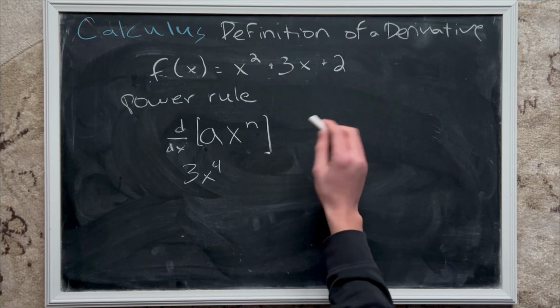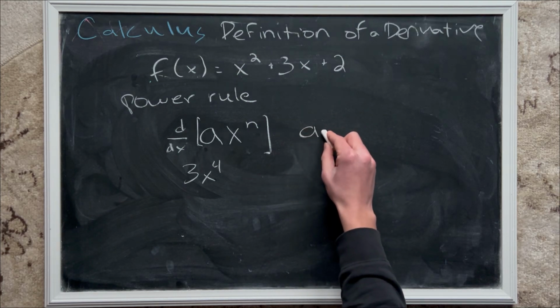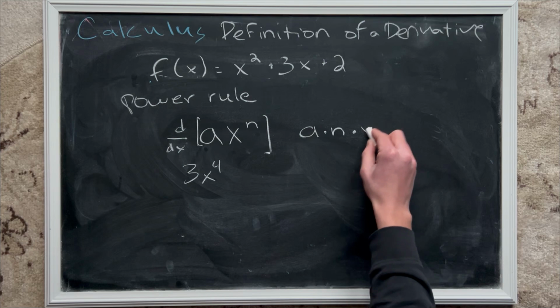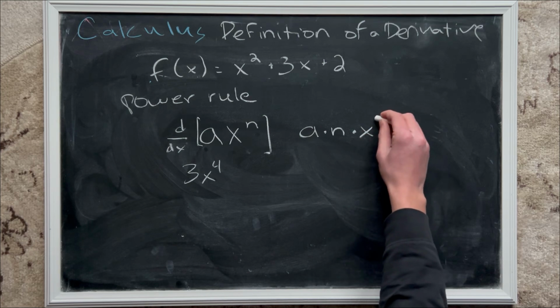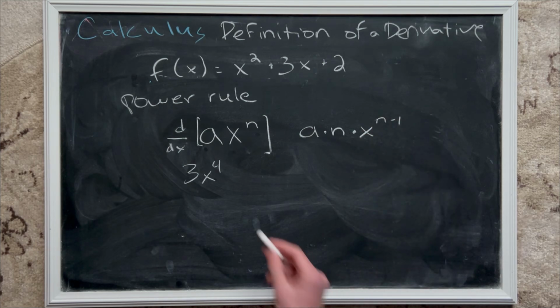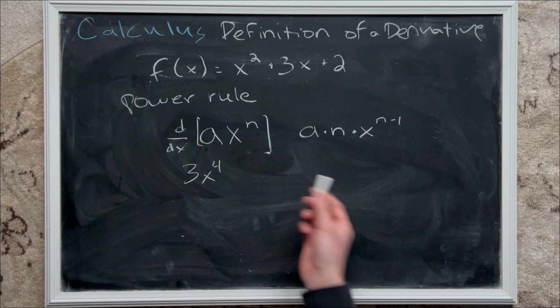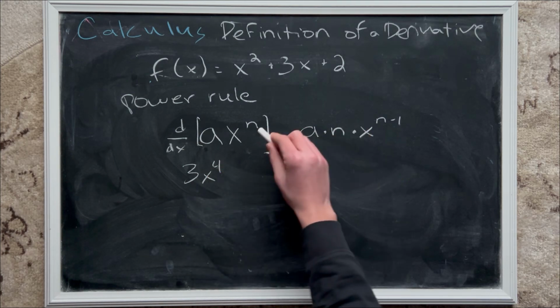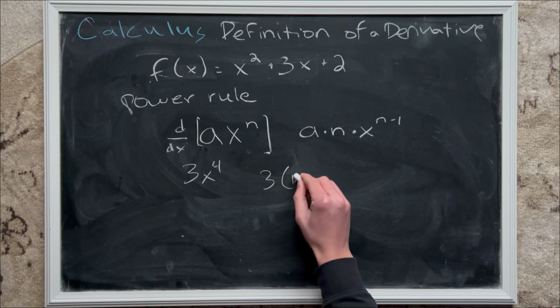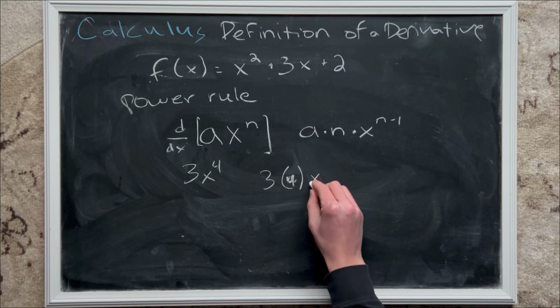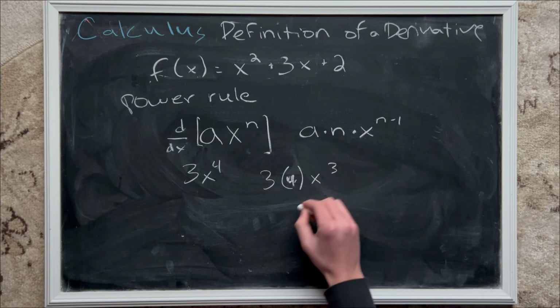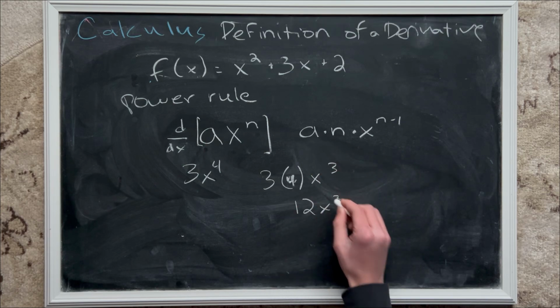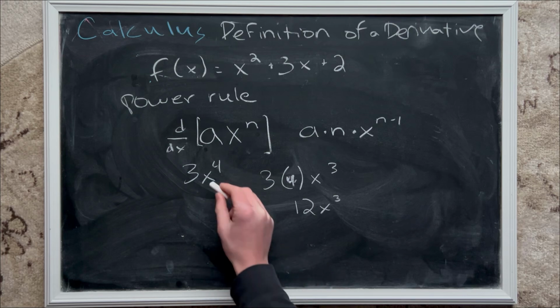That would equal a times n times x to the n minus 1. So for this, that basically means bring the power down, the n, 3 times 4, times x, and then subtract 1. So 12x to the 3rd power. So that is the derivative of this.